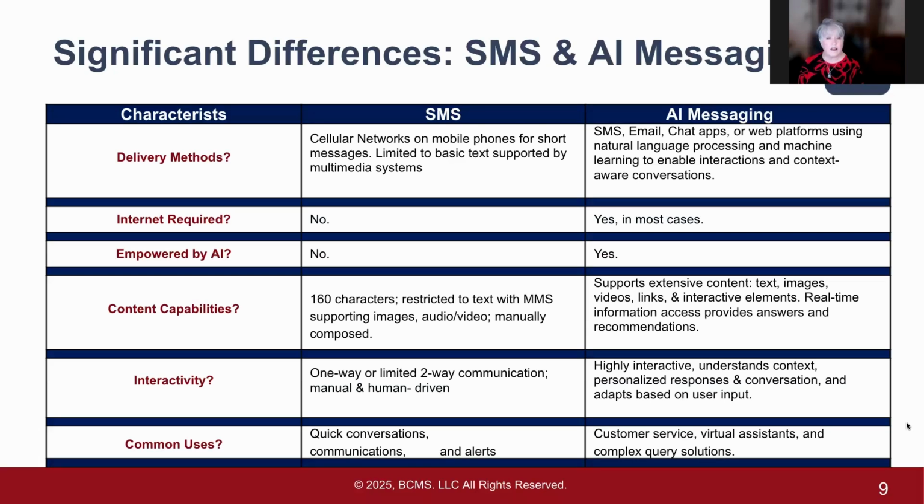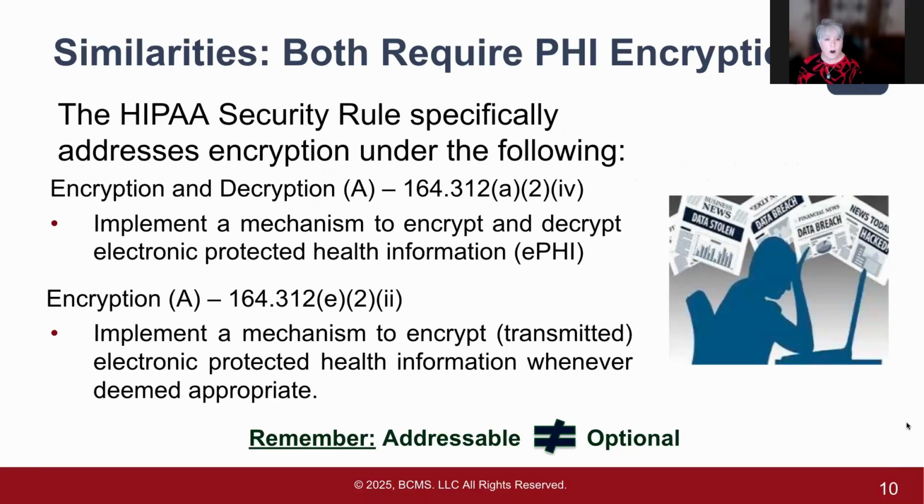Let's go to the next slide that talks about requirements that are similar. So both of these messaging systems require PHI encryption. And I say this, that's pretty broad. If we go to the HIPAA security rule, it says that it is an addressable implementation specification. And a lot of people think addressable means, well, I don't really have to do it, but that's not the fact. It just gives you some flexibility about how you do it.